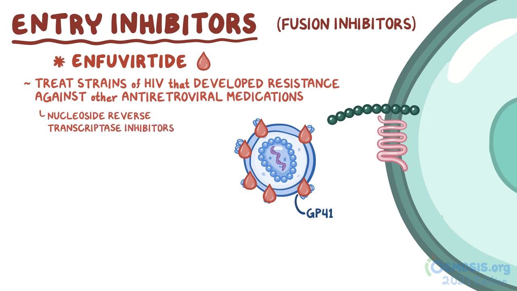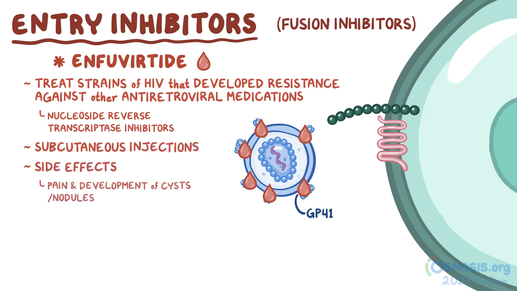Enfuvirtide is given as subcutaneous injections. Its main side effects include pain and development of cysts or nodules at the injection site. There's also an increased risk of bacterial infections, leading to problems like pneumonia.